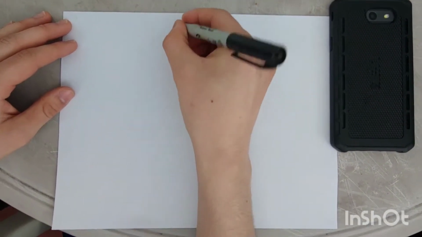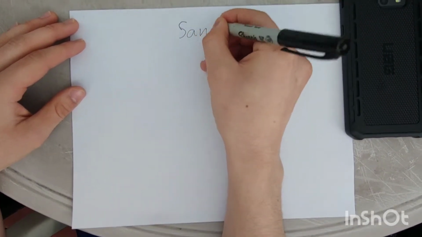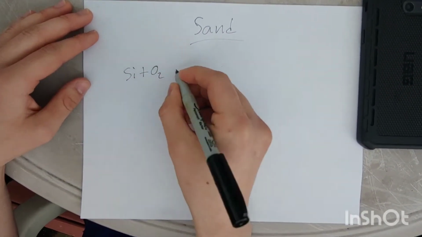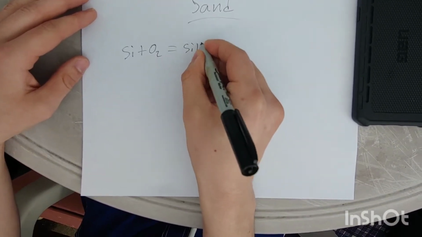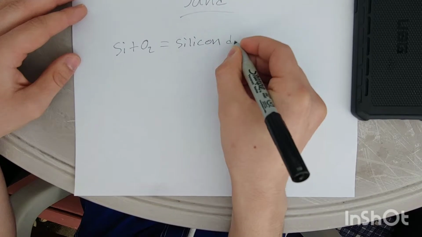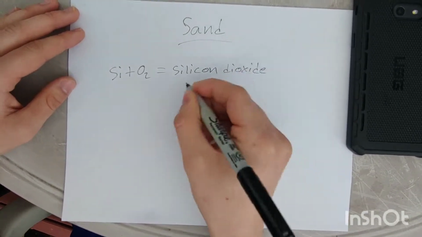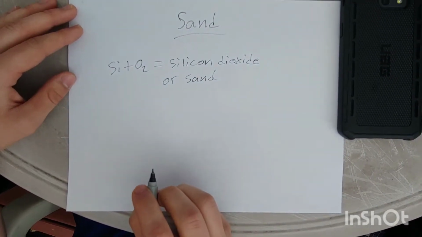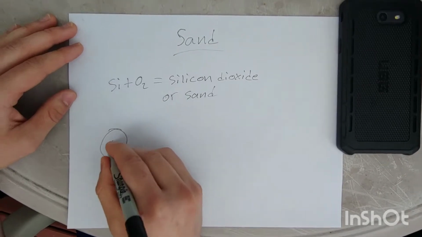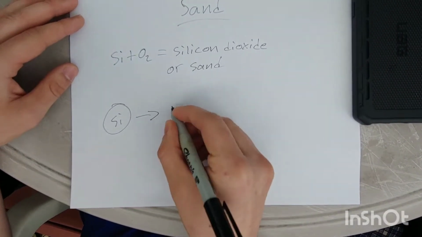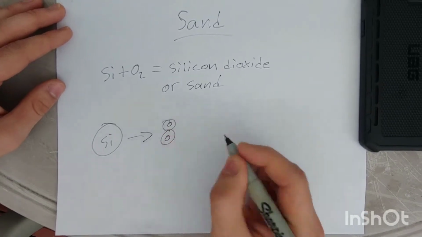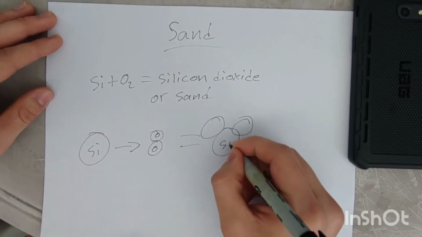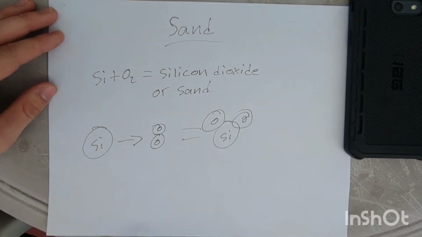Hi, I'm Dr. Adam. I'm going to explain the chemical reaction of sand. Sand is a product of the synthesis of silicon and two oxygen atoms, which equals silicon dioxide, or another name, sand, and another name for sand would be quartz. One silicon atom reacts with two oxygen atoms, or O2, which will make SiO2. And that's the reaction, folks.